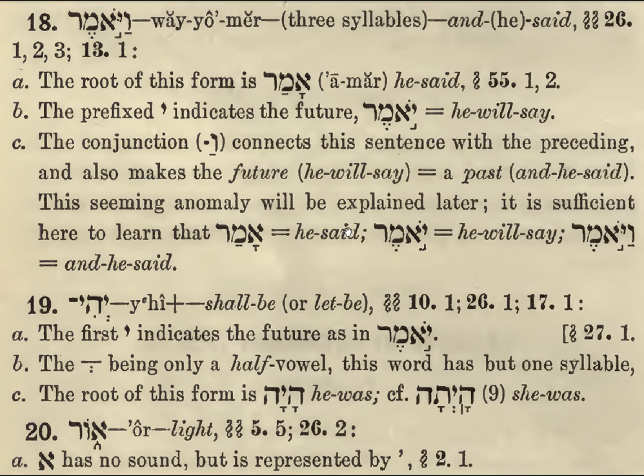At this point, all you need to know is that Amar means he said, Yomer means he will say, and Vayomer means and he said.